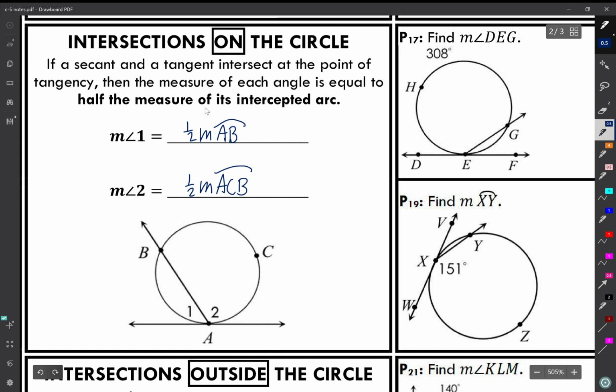Notice how those two angles, there's only two along that straight line, so we know they're supplementary. So if I knew the measure of angle 1, I could easily find the measure of angle 2. Similarly, notice that the two arcs we have are the only two arcs on the circle. So if I know the measure of arc AB, I can easily find the measure of arc ACB by doing 360 minus whatever that measure was. So keep that in mind as we solve these next few problems.